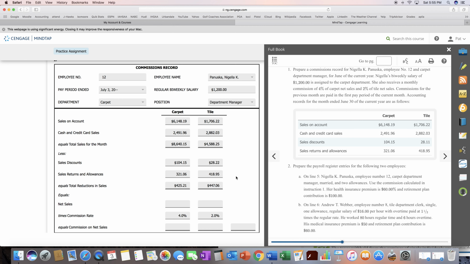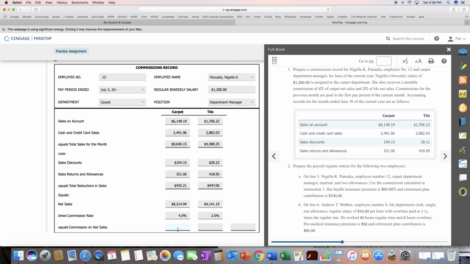We need to get totals for these. So we're given these numbers. We added these two up, we added these two up, we added those two up, now those two up. So now this is the number for carpet sales. We have to subtract the total reductions in sales from sales, discounts, returns, and allowances. Then we get an updated number that is our net sales for each one of these departments. Taking this number minus this number to get our net sales.